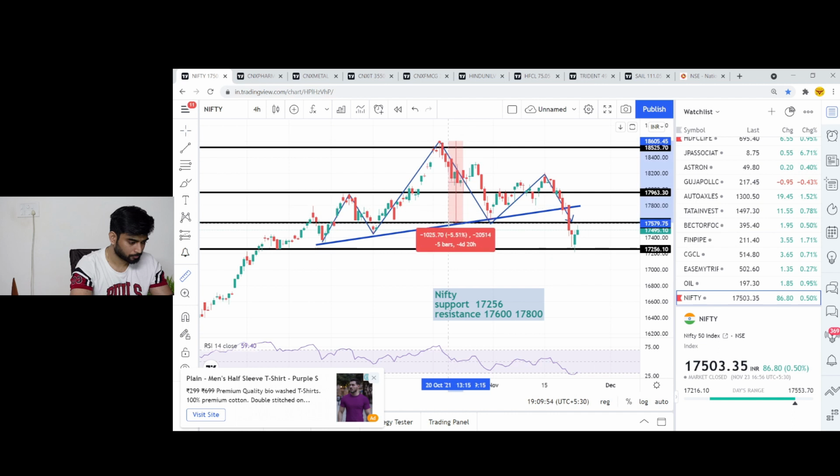If you look, the head size is 6%, and after the breakout there was a good rally on the downside of almost 3%. So in a way we have achieved half target, or we can say the first target after a downward breakout from the neckline of the head and shoulder.